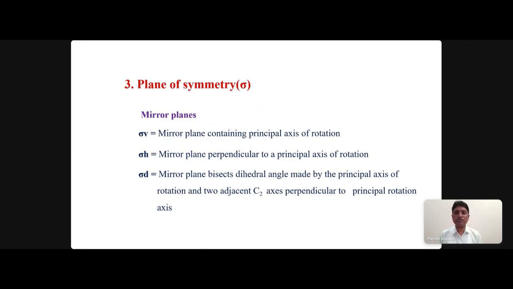Now, the third symmetry element is the plane of symmetry, which can be symbolized by sigma. Now, what is a plane of symmetry? We have to imagine a plane, and with the help of that imaginary plane, we can bisect the molecule in such a way that one part is the mirror image of the other part of the molecule. Planes of symmetry can be classified into three categories. First is the vertical plane of symmetry. Second is the horizontal plane of symmetry. And third is the diagonal or dihedral plane of symmetry.